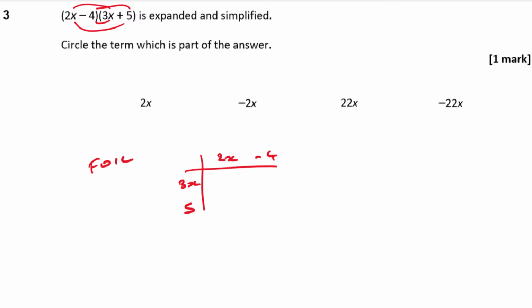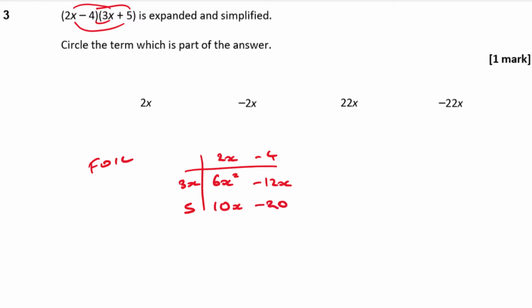Whichever way you do it, you end up multiplying 3x and 2x together, which is going to give me 6x squared. 3x and minus 4 together is going to give me minus 12x. 2x and 5 together is going to give me 10x. And then 5 and minus 4 together is going to give me minus 20.